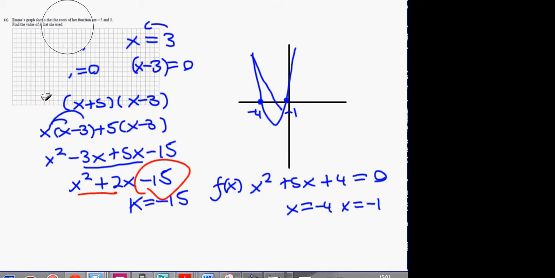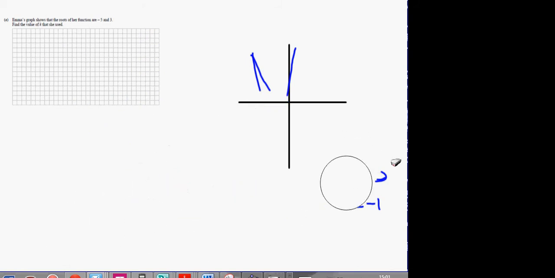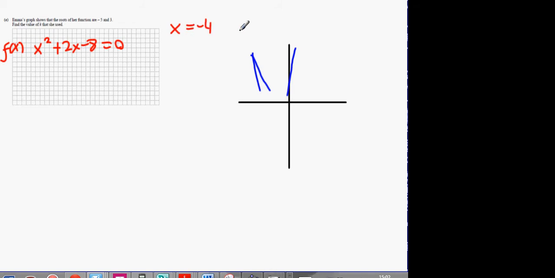Okay, what's the last part? Emma graphs the roots of her function, minus 5 and 3. Find the value of k that she used. Well guys, remember what we did in the first part. In the first part, what did we say the roots were when we got this? Remember we sketched this equation here. What did we say the roots were? Answer to part 1: minus 4 and 2. Now look what happens when you go backwards.